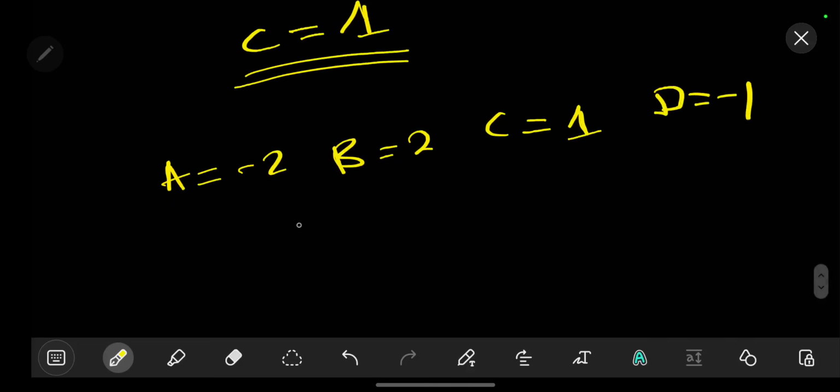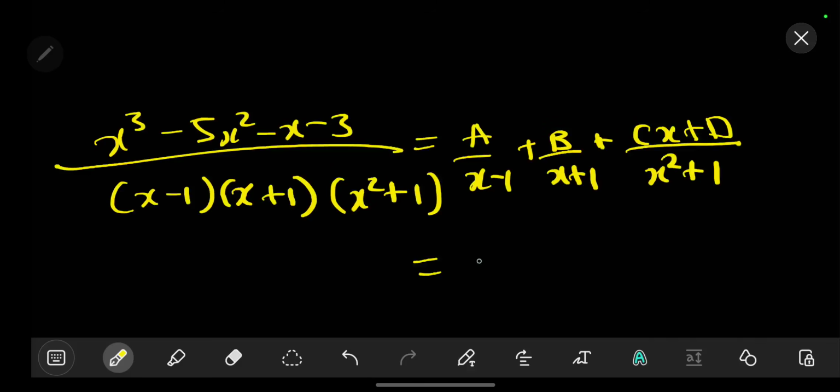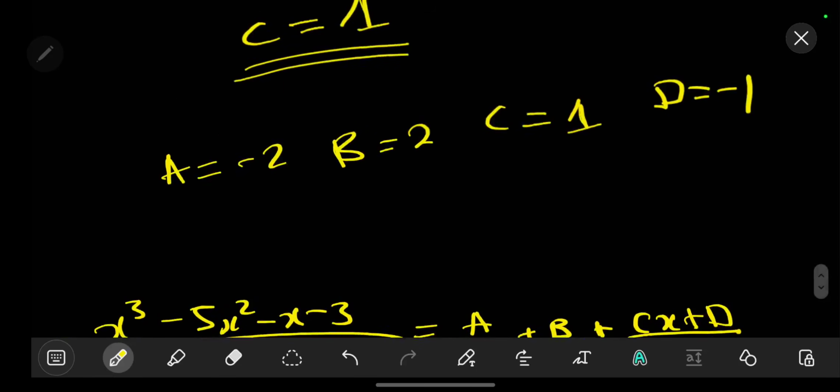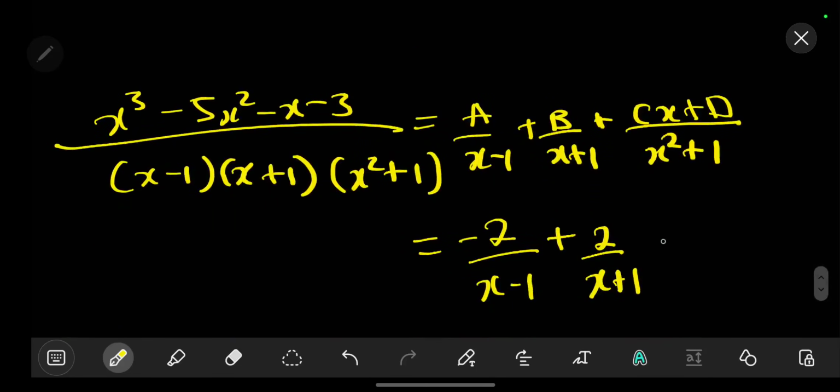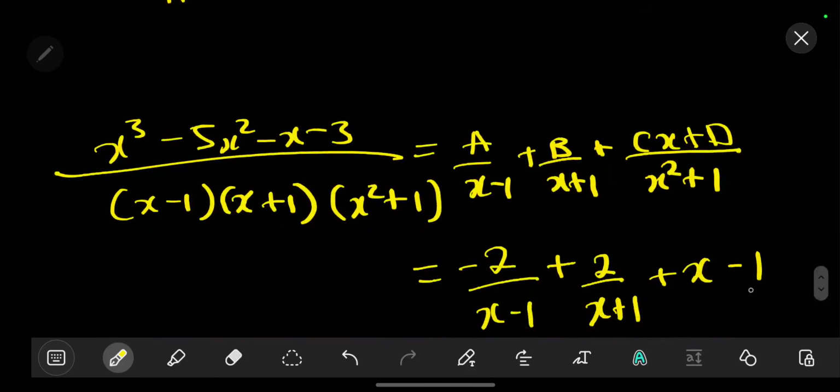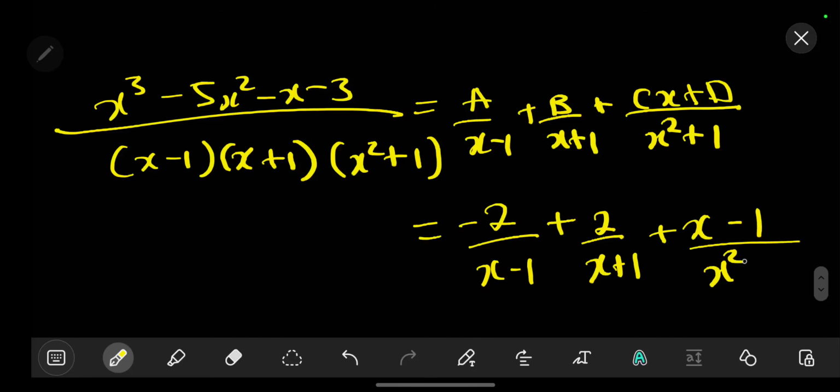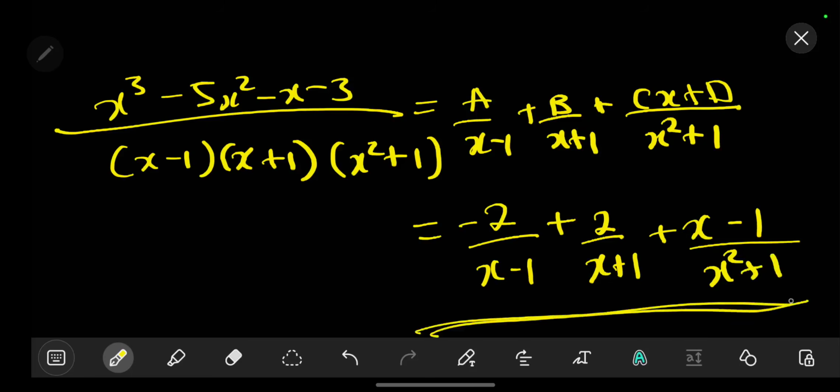So therefore, let's write our final answer. We are going to replace: a is equal to negative 2, so negative 2 over x minus 1, plus our b which is positive 2 over x plus 1. Then we found c to be equal to 1, so we have plus 1x, and our d value was found to be negative 1, so minus 1 over x squared plus 1. So that is how we go about that one.